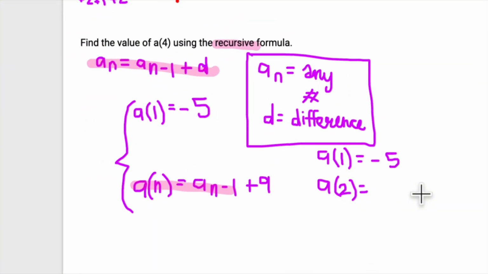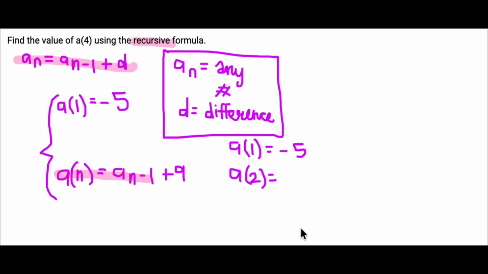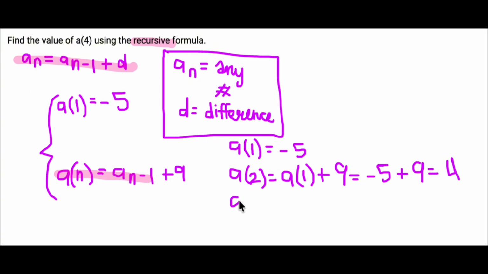Now we're going to move on to a2. We are going to take a2 equals a2 minus 1, which gets a1, and all we're going to do is add 9. As seen above, we know that a1 equals -5, so all we have to do is add -5 to 9. And that is going to get our answer of 4. So a2 is going to equal 4.